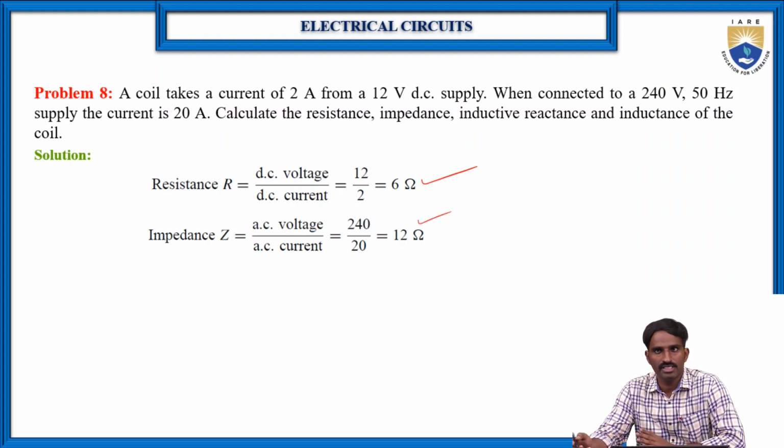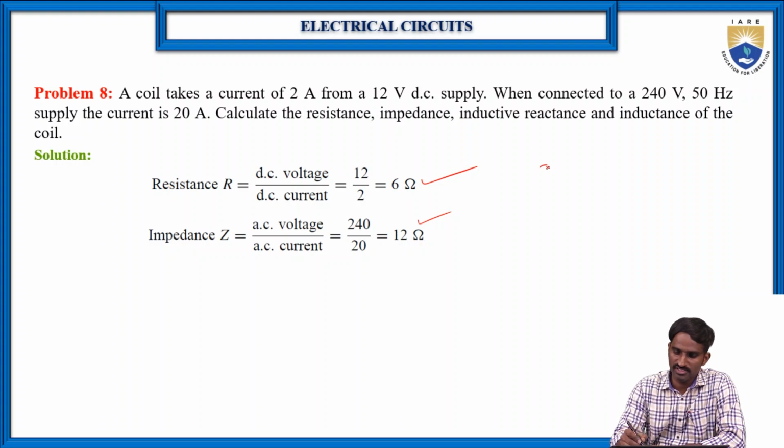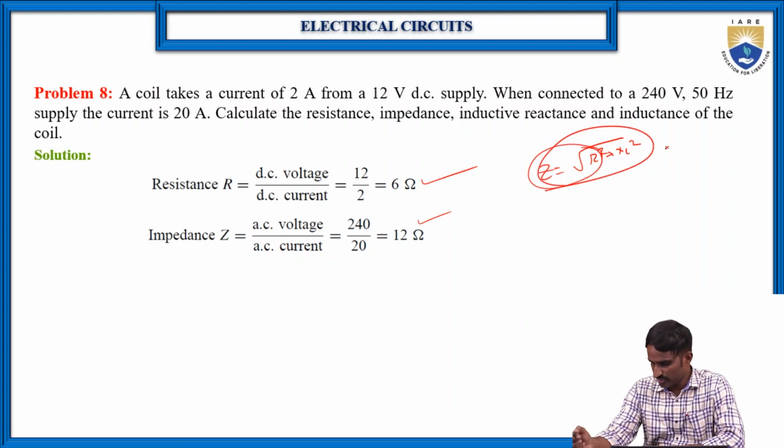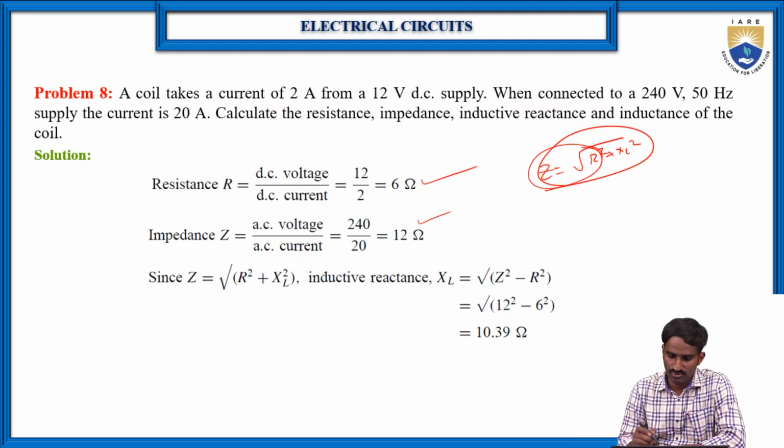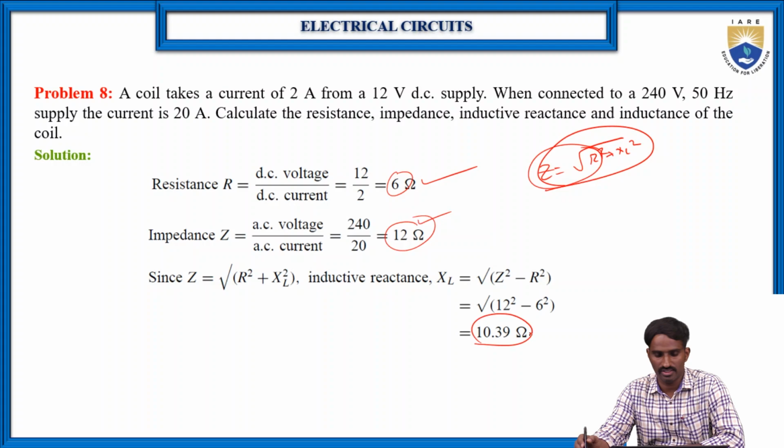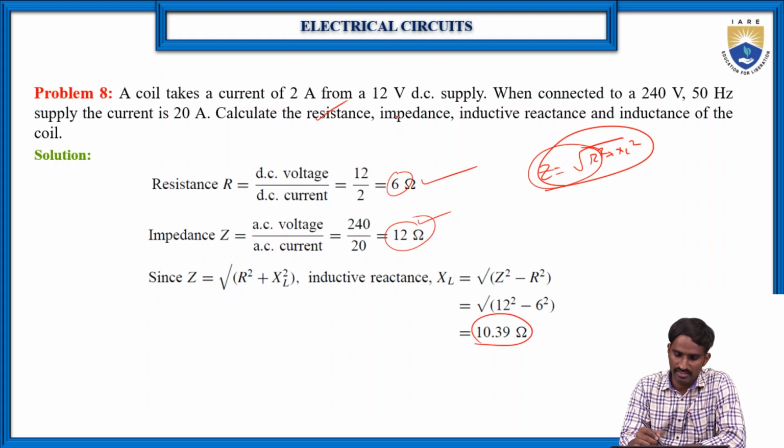Then the inductive reactance. Of course, we know that Z is equal to square root of R square plus XL square. So here 3 variables are there. Out of 3, 2 variables we know, just substitute the 2 variables, then you will get the third. So XL is equal to square root of Z square minus R square. Substitute Z as 12 and R as 6, then you will get the XL value equal to 10.39. So the resistance, impedance, and inductive reactance we have calculated.